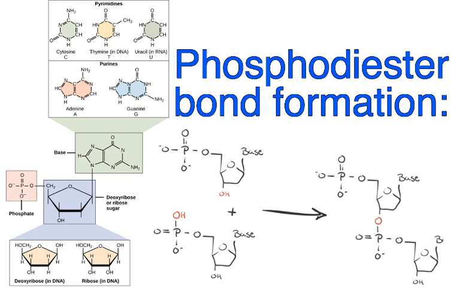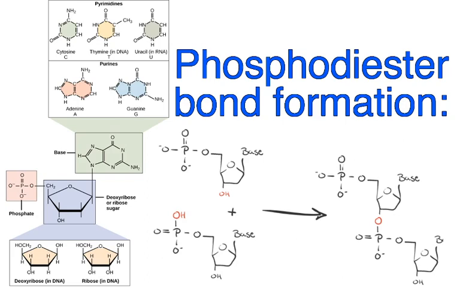Each nitrogenous base differs in structure, but they may be divided into 2 subcategories: pyrimidines and purines. Cytosine, thymine, and uracil are pyrimidines, which only have 1 ring, and adenine and guanine are purines, which have 2.